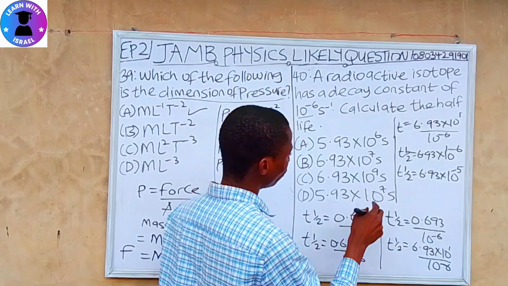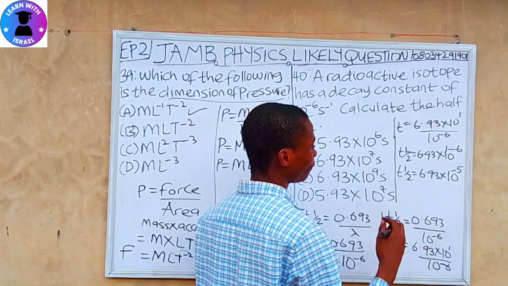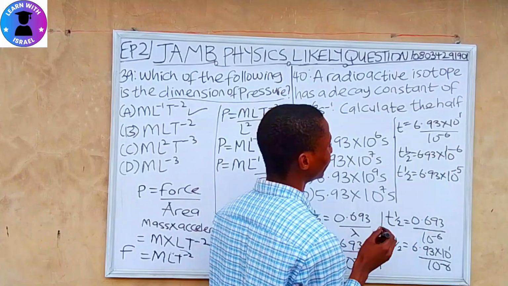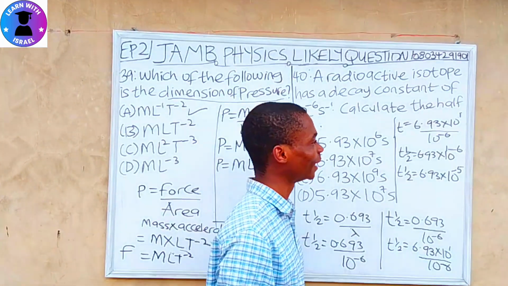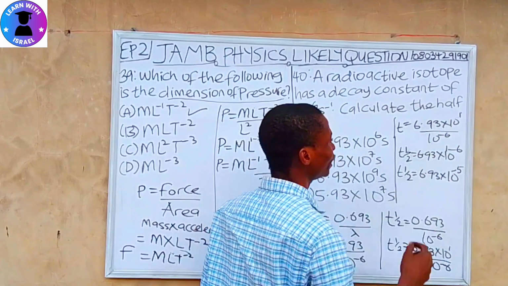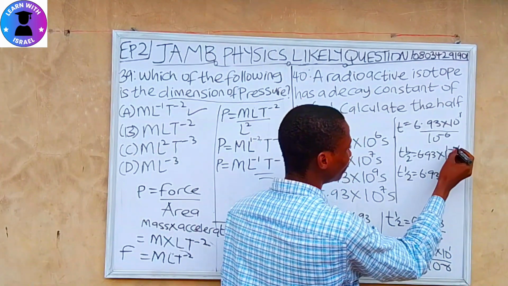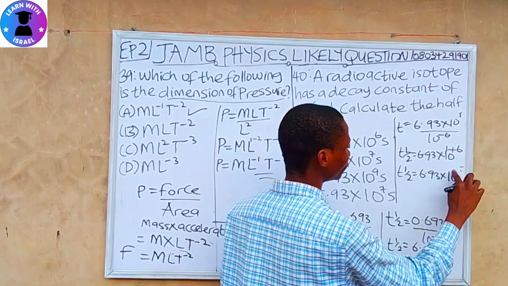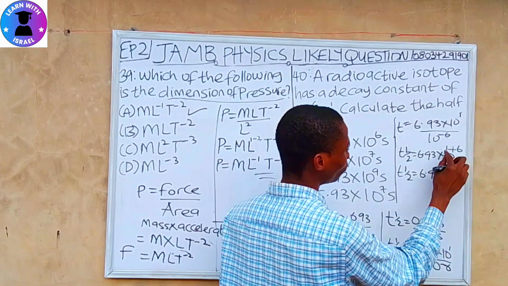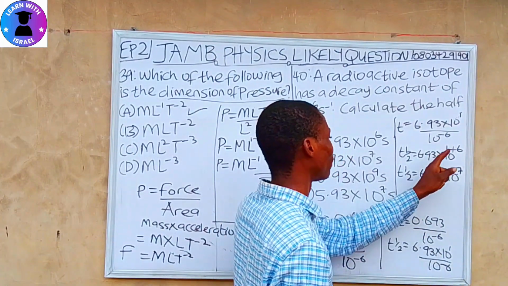Oh, there is a mistake. Since we can't find this in the options, what's the mistake? Who can guess the mistake? The mistake is that when we take minus 6 up here, it turns to plus. So let's change this minus to plus. 1 plus 6 is 7. So we are now left with 6.93 times 10 raised to the power 7.